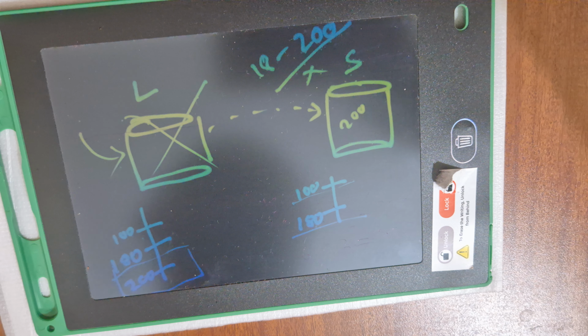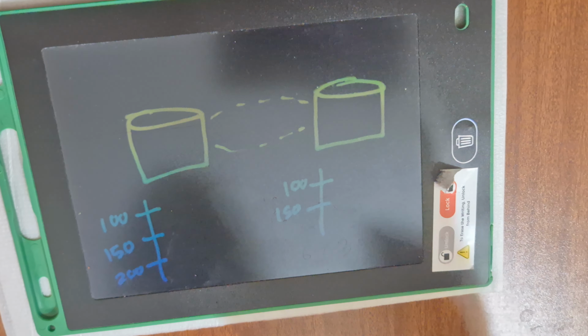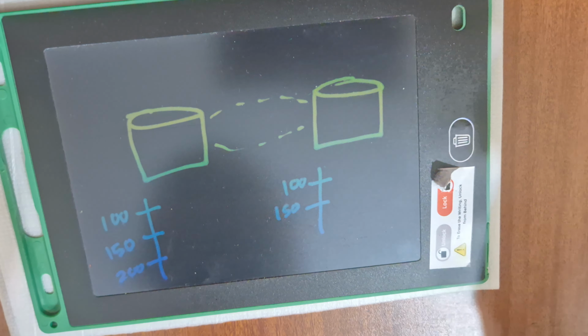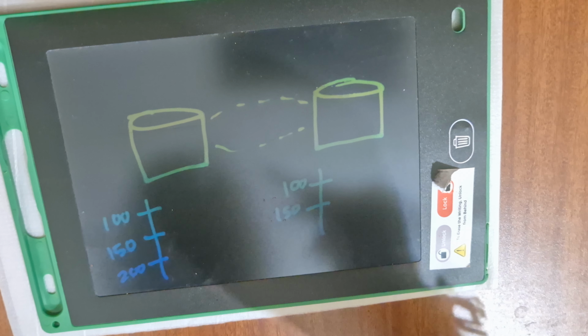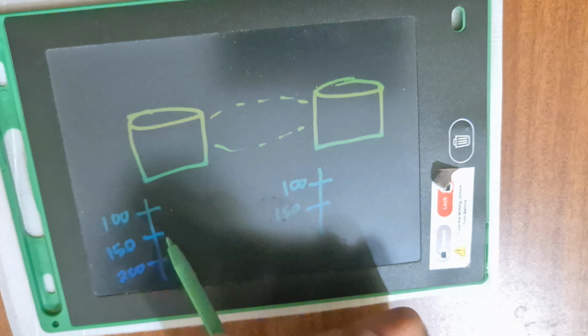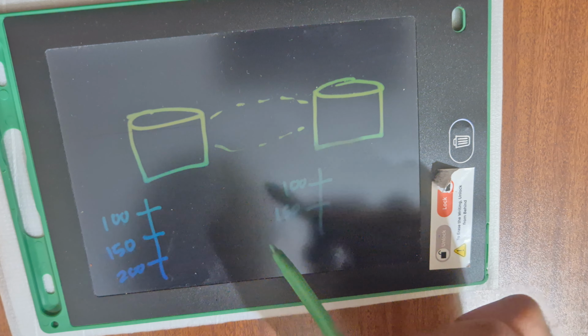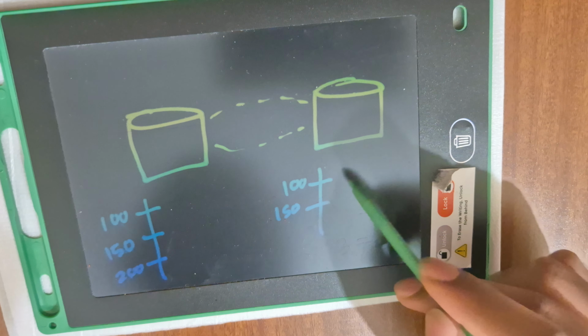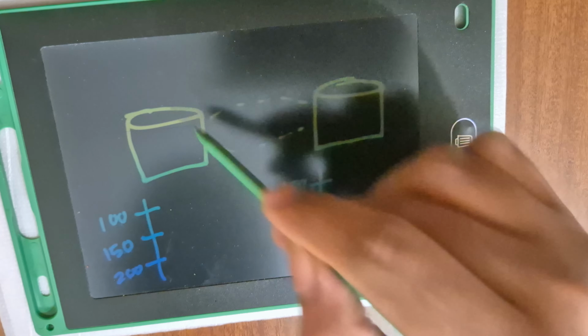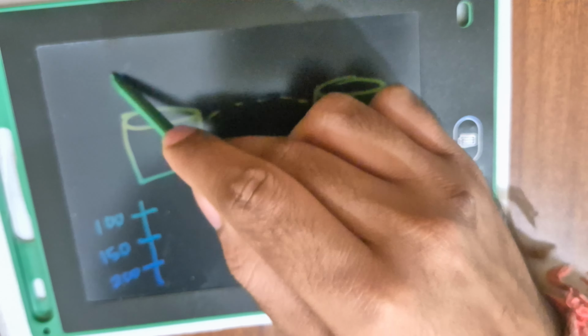Okay, this was the second problem. The third problem is actually a continuation of the second problem. Like I said, there were 100, 150 and 200, three data in the primary, and in the secondary there was 100 and 150. Then something happened due to which the primary went down.